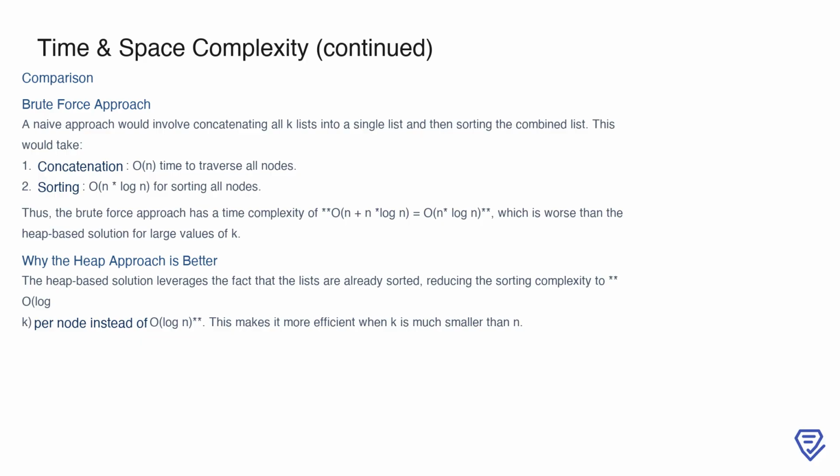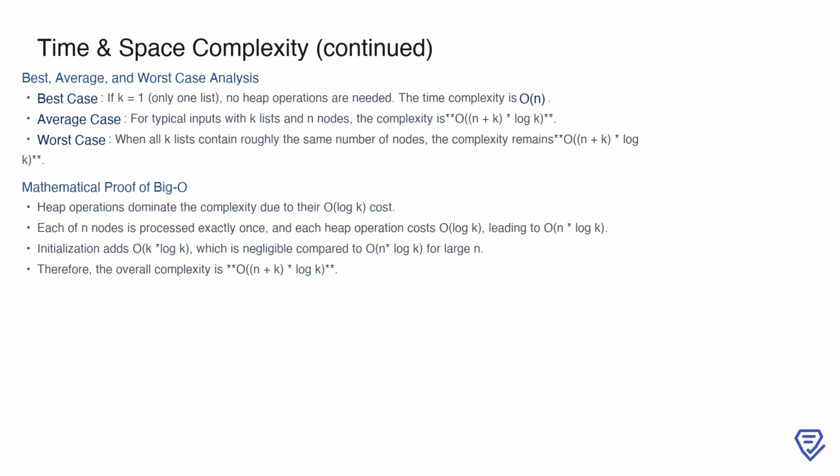The heap-based approach is more efficient because it takes advantage of the fact that the lists are already sorted, reducing the sorting complexity to O(log k) per node instead of O(log n). This makes the heap solution particularly advantageous when k is significantly smaller than n. To analyze the best, average, and worst-case scenarios, let's start with the best case.